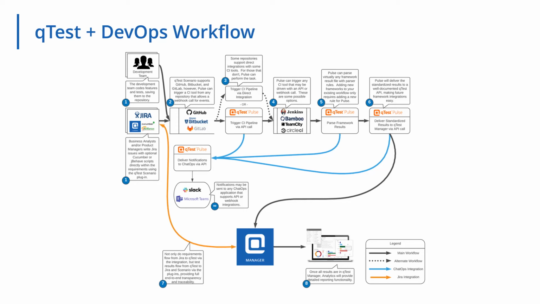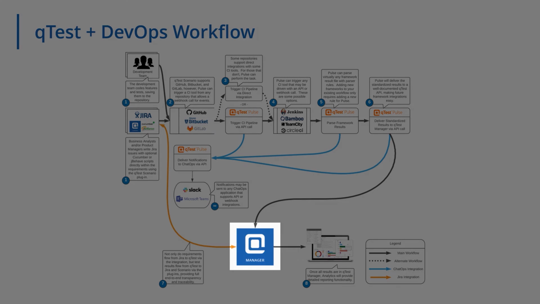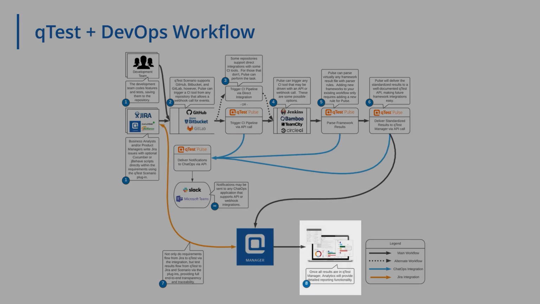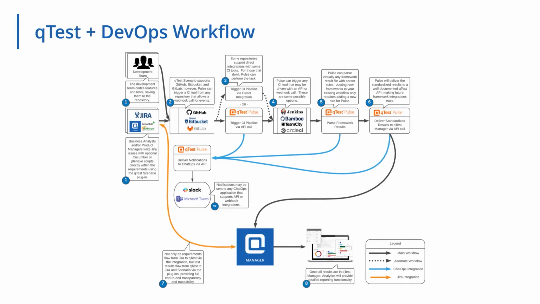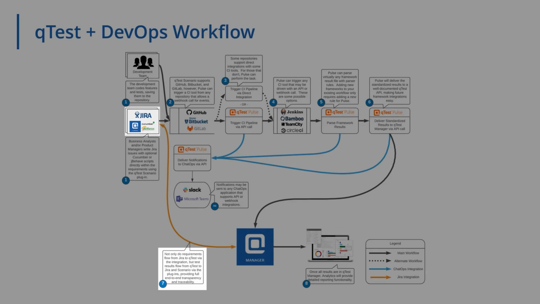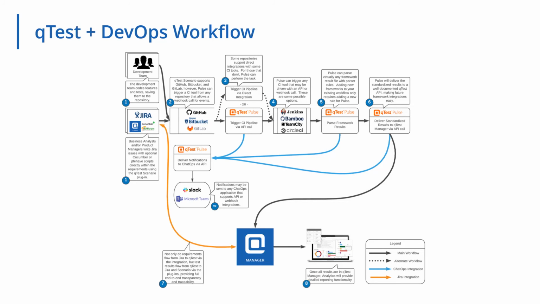Of course, all of our test results are getting delivered into qTest Manager, at which point they will be reportable within qTest Insights or within Tricentis Analytics. You'll also notice the orange line, which is leveraging our Jira integration that is built into qTest to be able to deliver these test results back to Jira for full traceability and transparency during the entire course of the workflow.